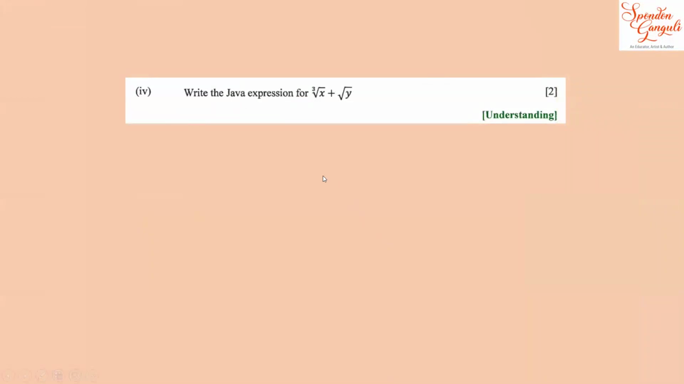Next question. Java expression for this one. It is Math.cbrt(x) plus Math.sqrt(y). And as it is returning a double value, it is stored in a double z with a semicolon. Don't forget to declare the variable and give a semicolon to make the complete statement.